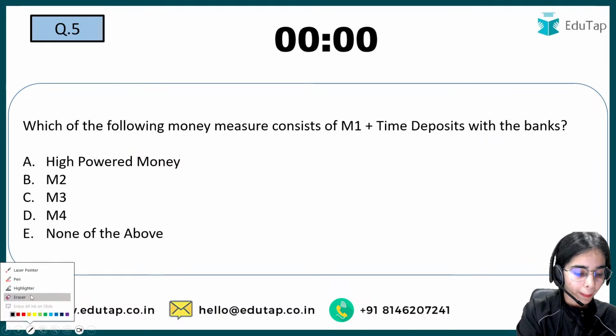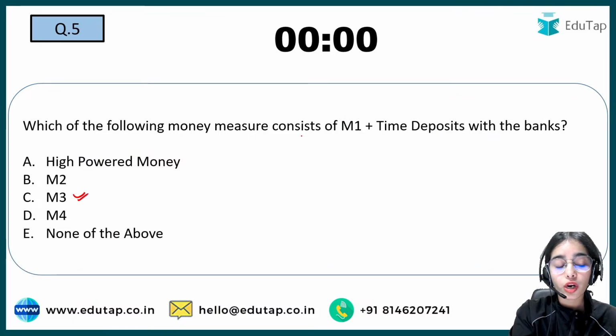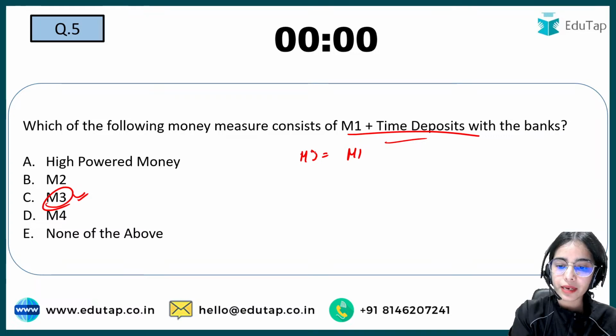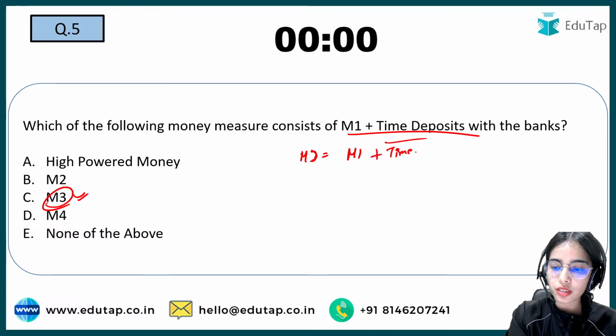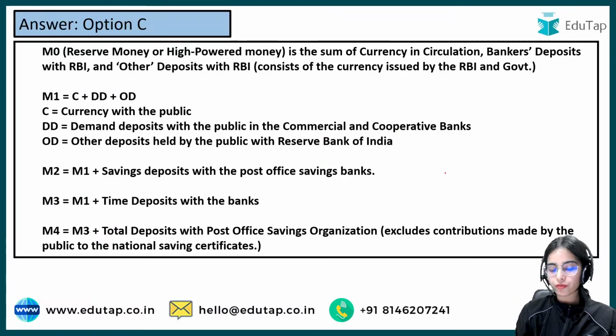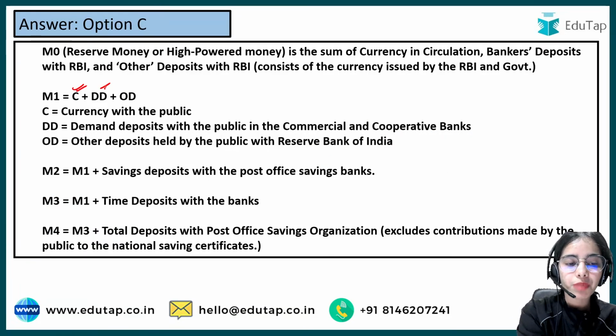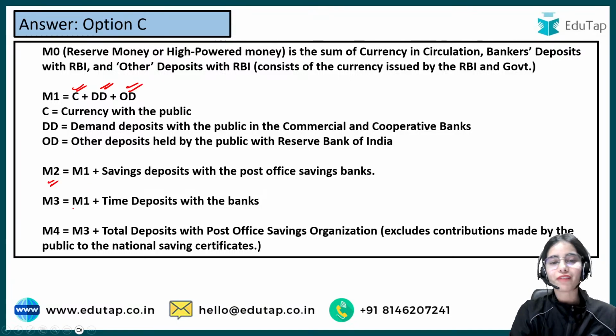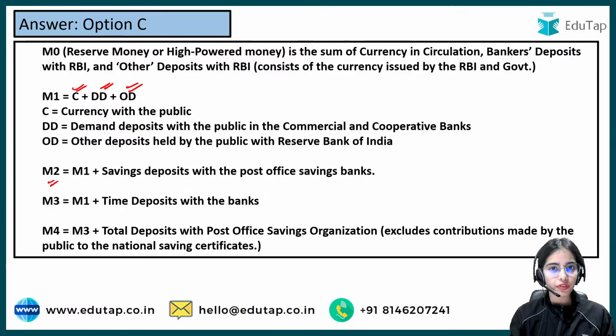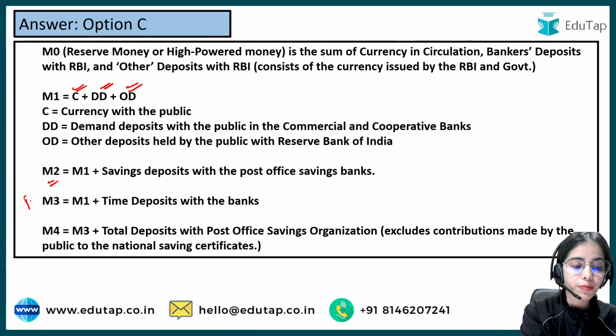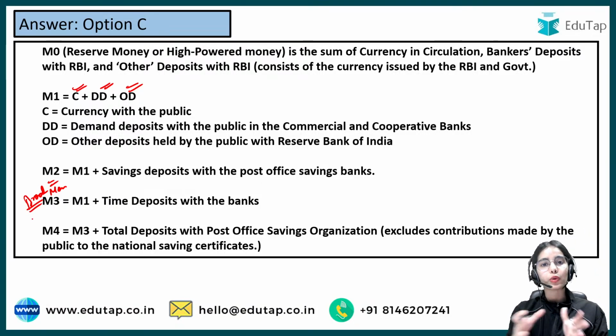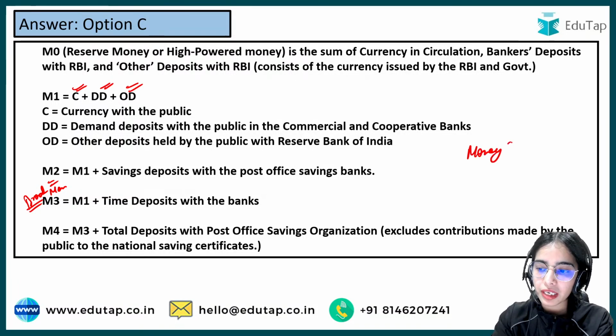C is the correct statement here, or M3 is actually the correct formula for this. That is, M3 is equal to M1 plus time deposits with the banks. M1 is the currency with the public, the demand deposits plus the other deposits. M2 is M1 plus the savings deposits with the post office savings bank. M3 is known as the broad money, and this is actually how the Reserve Bank of India calculates the money supply in the country. So the money supply has different measures, M1, M2, M3, M4.